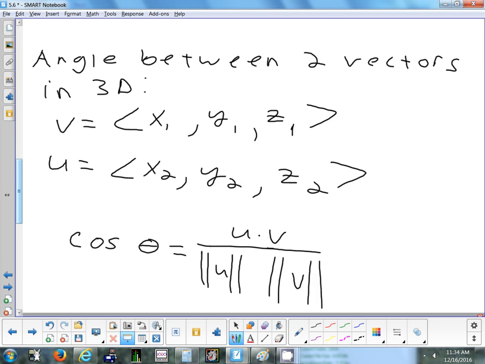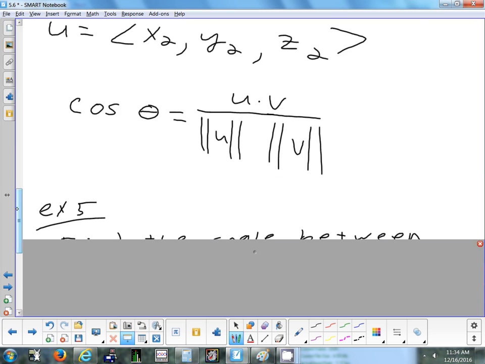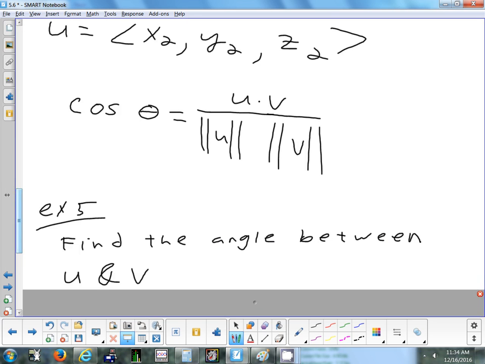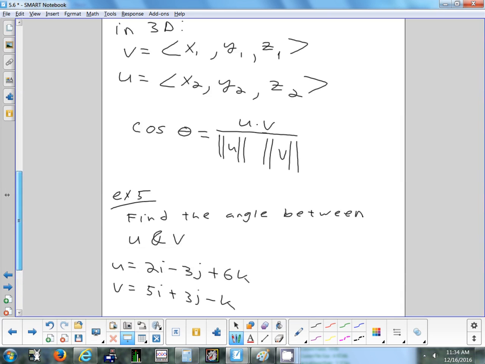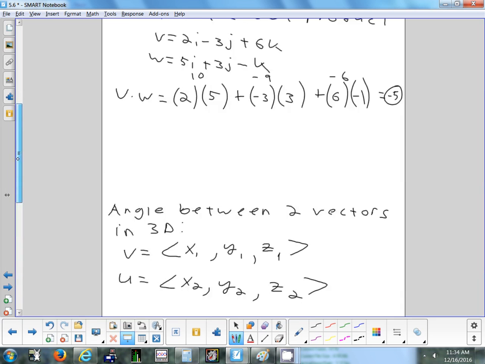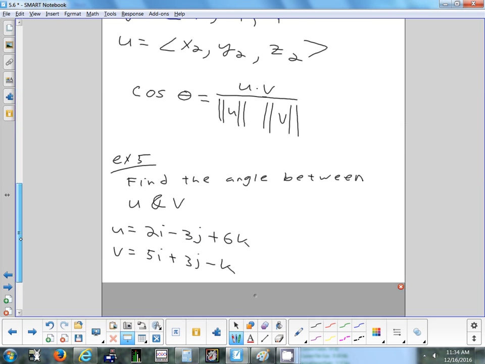Okay, so what I'll do is we'll find an angle between two vectors, but we'll use the same two vectors we just found the dot product for. Then we've already done the first step in finding the angle. Okay, let me just double check that those are the same. We had 2, -3, 6. Yep, and 5, 3, -1. Okay.